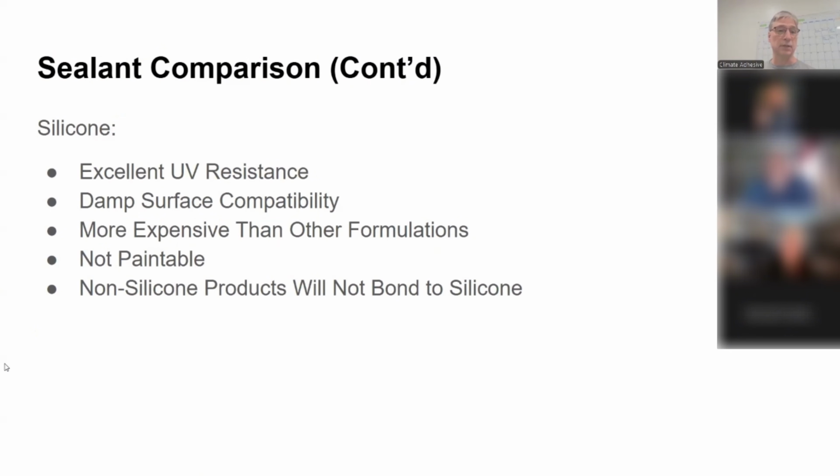And then we have silicones. Silicones have excellent UV resistance. Certain silicones have damp surface compatibility as well. They tend to be more expensive than other formulations, especially depending on the products you get into. They're not paintable, and non-silicone products will not bond to silicone. Basically, the rule of thumb is that the only thing that bonds to silicone is silicone. So if you have somebody putting a wall coating on, for instance, that's a silicone-based wall coating, you want to use silicone in those joints. You wouldn't want to be using our product.